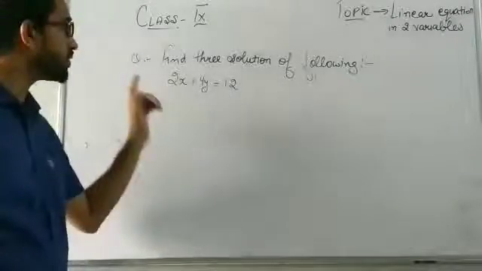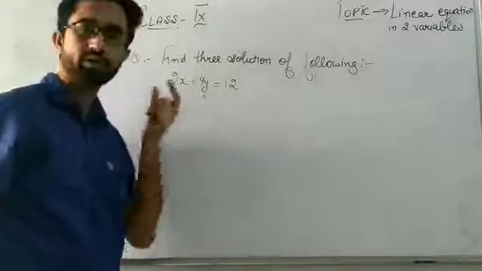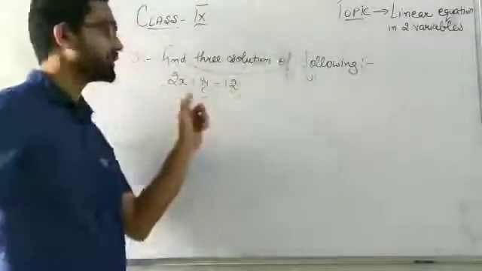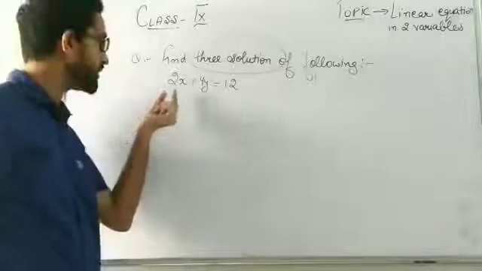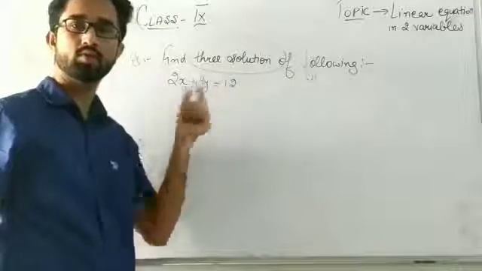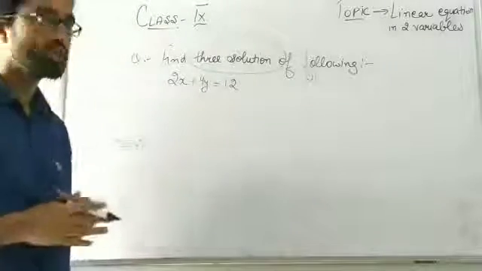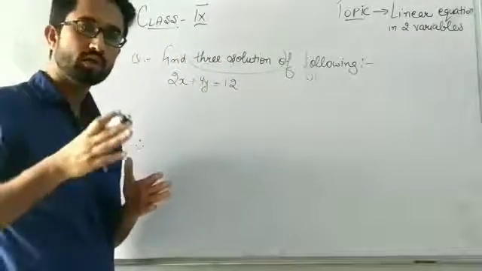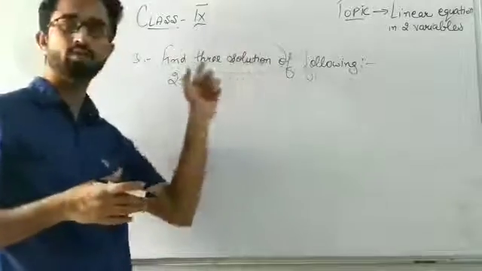Alright, so here I have got a question for you. It says to tell me 3 solutions of this linear equation. We have the linear equation 2x plus 4y is equal to 12. It is asking us to tell three solutions here. So let's first understand what a solution is.